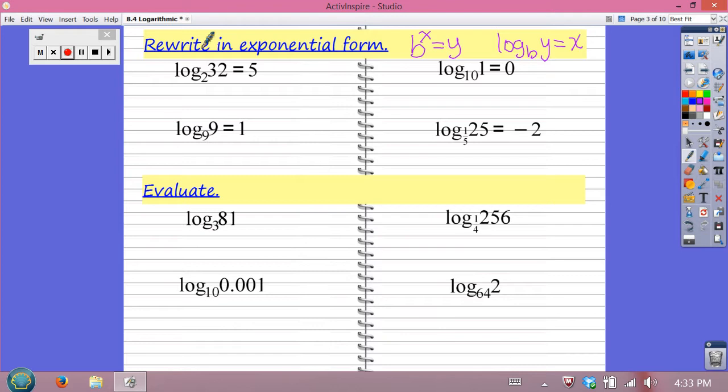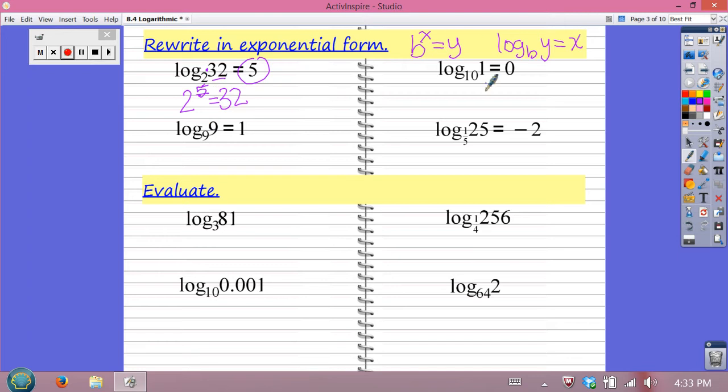So if we take a look here, it says rewrite in exponential form. This question says 2 to the what power equals 32. Okay, 2 to the what power equals 32. And we already know the answer is 5, so if we write it in exponential form, 2 to the 5th power is 32.